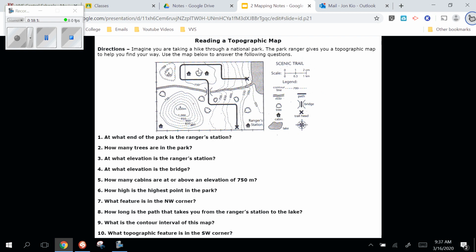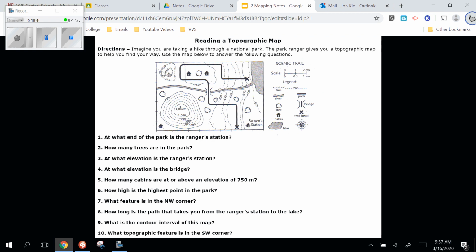How high is the highest point in the park? Here's our hill. This little point here is our highest point, so that's 1,050 meters. What features are in the northwest corner? There's the northwest corner. See those little contour lines have little tick marks on the inside, so those are hachure lines. That's a depression or a hole in the ground. Okay.